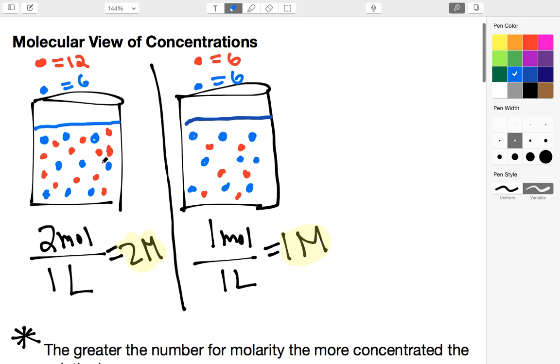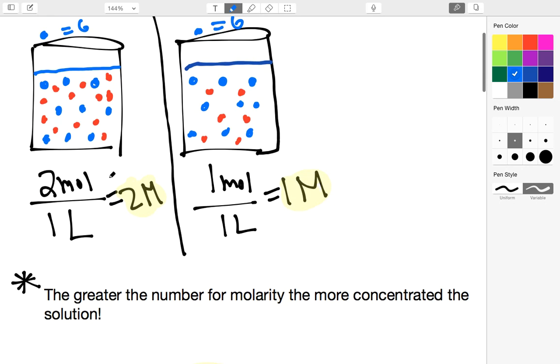So let's say I have 2 glasses of Kool-Aid here. One Kool-Aid has a concentration of 2 molarity. The other Kool-Aid has a concentration of 1 molarity. If I zoomed in and just looked at the Kool-Aid versus water molecules, in this example, I would have twice as many Kool-Aid molecules as I would in this one. So this one would have a higher concentration of Kool-Aid.